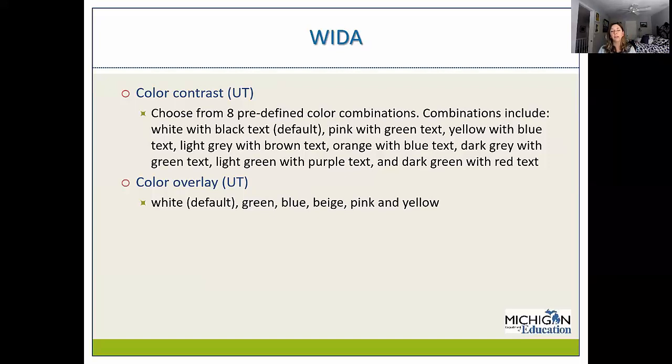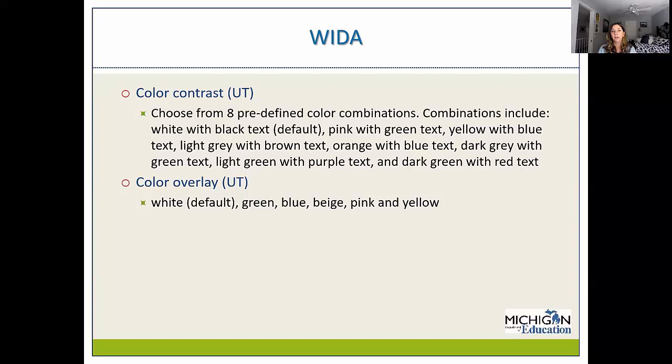WIDA has some options for students that have visual needs. Very similar, in fact, to some of the options that are provided for our M-STEP assessment. They have a color contrast option as a universal tool. This allows students to choose from 8 predefined color combinations. So something such as white with black text, which is the default, or pink with green text. And again, many of these options are exactly the same options that students would have for the M-STEP assessment as well, although it is titled something different for our M-STEP assessment.